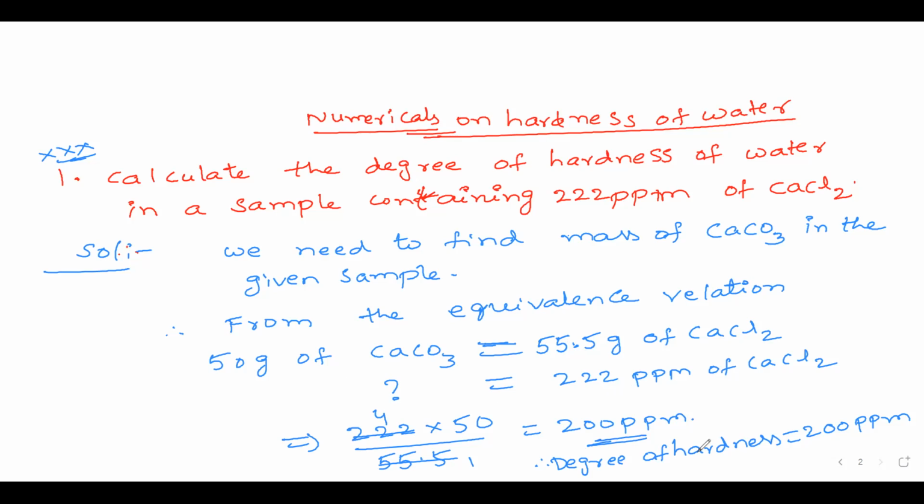Since the water sample has 200 ppm, it is harmful to use because it is exceeding 150. So it is very harmful to use. I hope you understood this question. Next, question number 2. Like this, numericals you will get in the examination. So let us see question number 2 now.